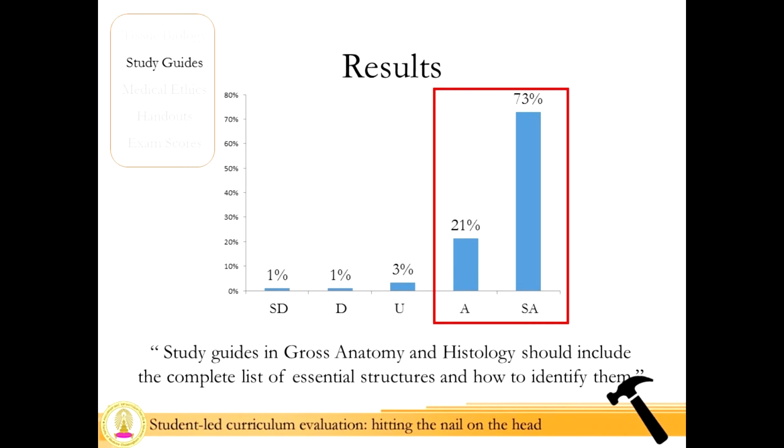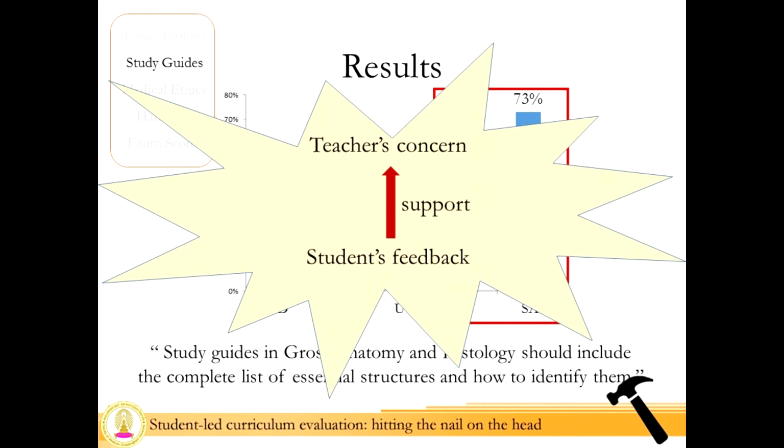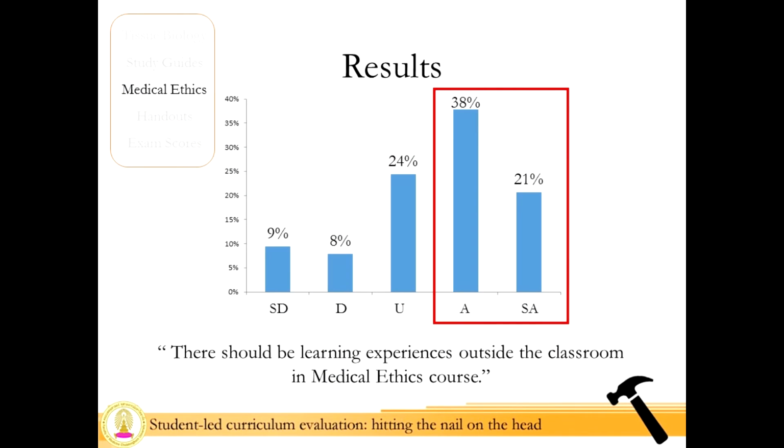73% of the sample strongly recommended, while 21% supported, that the study guides in gross anatomy and histology should include the complete list of essential structures and how to identify them. This item is similar to the previous item in that what students suggested is what teachers have been concerned about. So, the Department of Anatomy can use this evidence to further support the current change that the department has been conducting. Here is the third example.